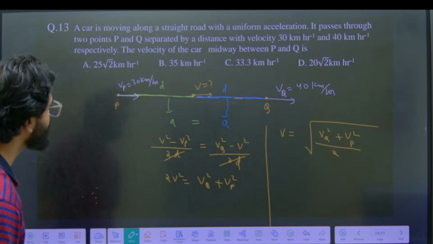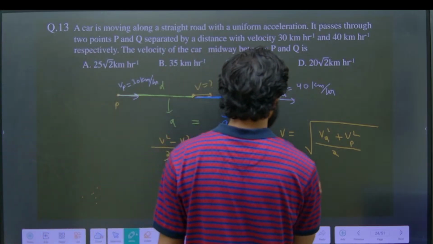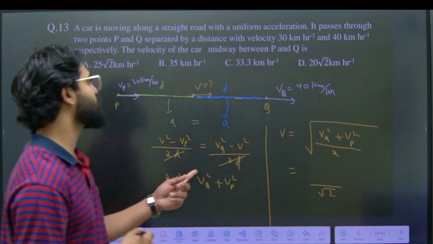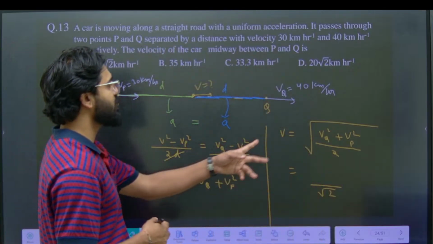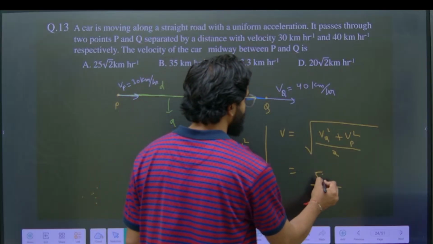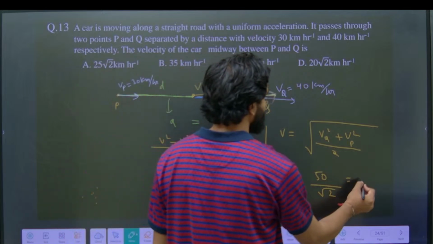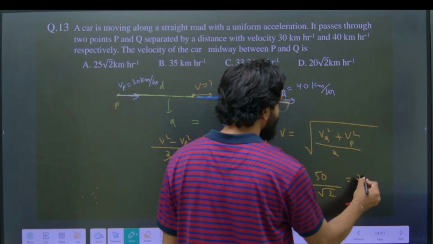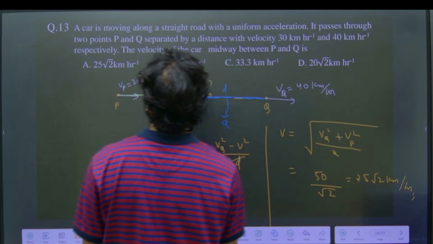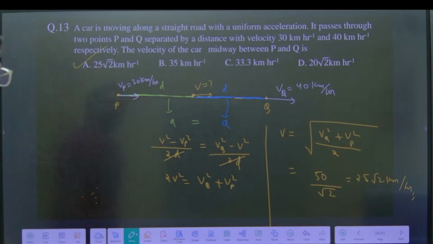So it will be root 2 upon... VQ is 40, VP is 30. So very good thing. 30 square plus 40 square, it will be 50 square, right? So under root it will be 50 only. So we can write 25 root 2 kilometer per hour. So answer will be Agra. Agra calling a lot.